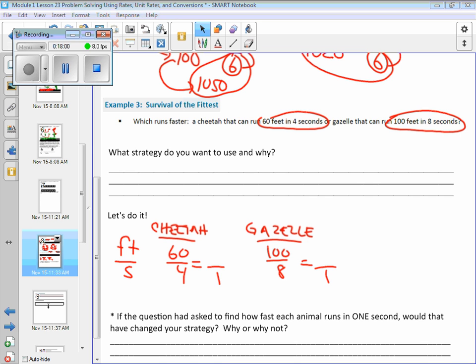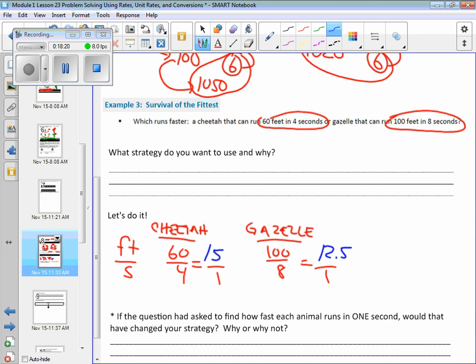Many of you, as you're going through this, are already realizing it's just so much easier to do equivalent ratios. If you find the unit rate for the cheetah, 60 divided by 4 is going to give you 15. No big whoop there. That's an easy one. When you're doing 100 divided by 8, now you got to deal with decimals. You wind up with 12.5. No doubt, based on the unit rate, the cheetah's faster. What I'm trying to show you is that maybe TRF isn't the best strategy for every single problem.